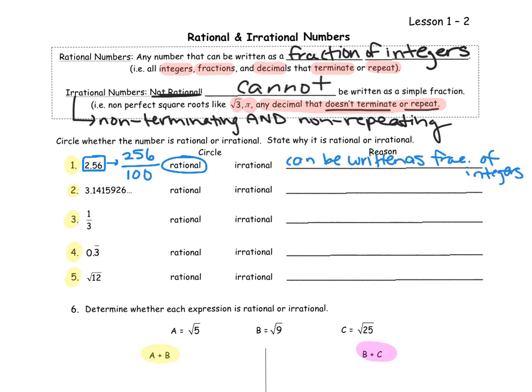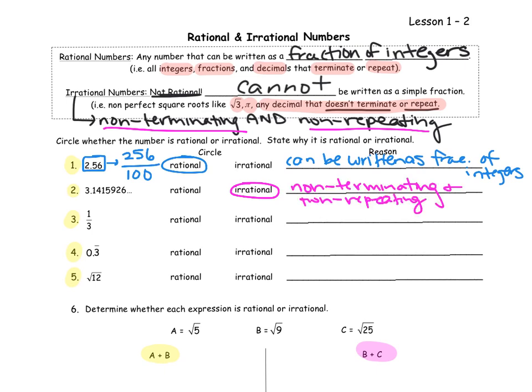Now for the number 3.1415926 blah, blah, blah, as you can see, there is no pattern. So there's no pattern, and this never ends. So we would say this is irrational. There's no pattern, and it never ends. It's non-terminating and non-repeating. Now, again, if we take a look at now the number 1/3, well, 1/3, 1 is an integer, 3 is an integer, and it's a fraction. That's a fraction of integers, so this is rational.